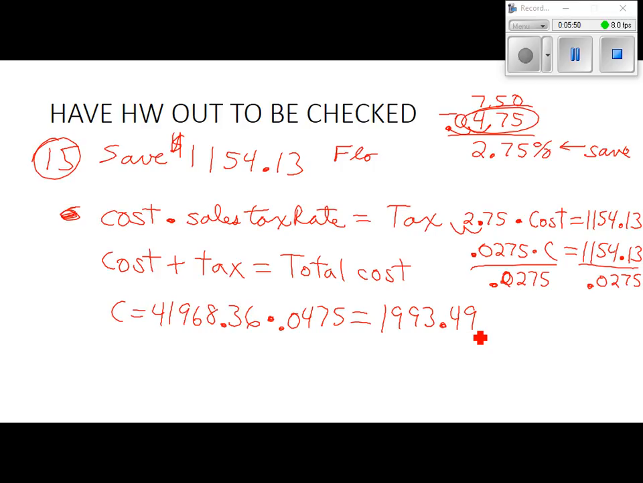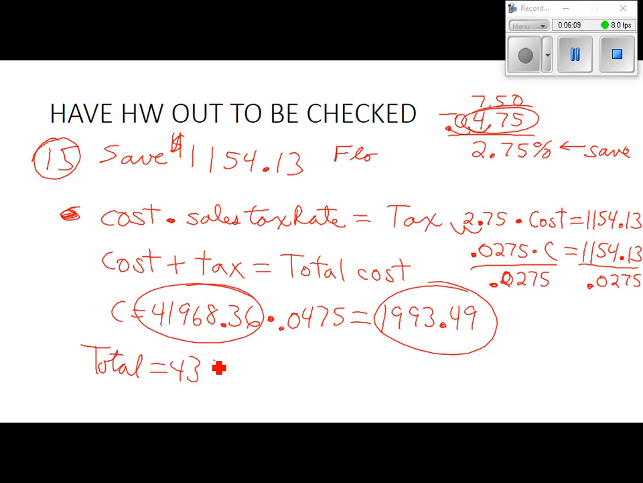What do we do with this 1,993.49? Add it back to this, right? Then that's going to give us the total cost. So you add those two together, what's that give us? 43,961.85. So how much is the car going to cost them if they buy it in Florida? $43,961.85.